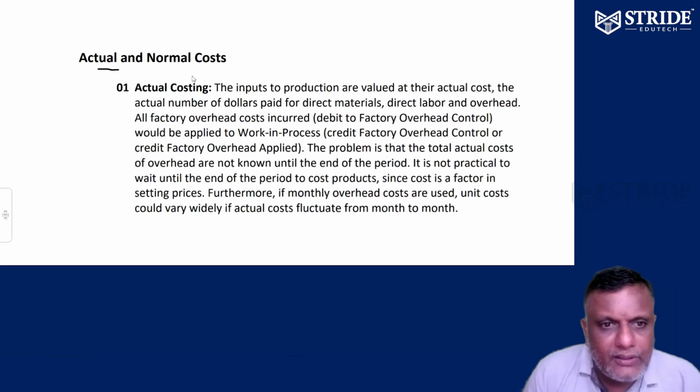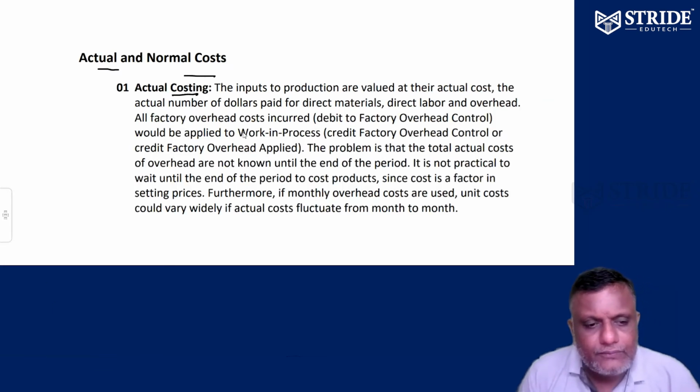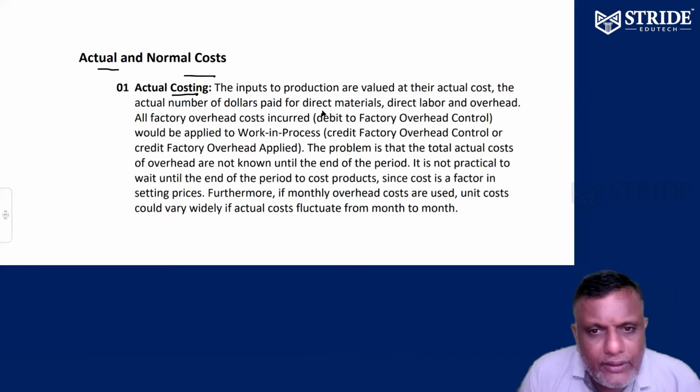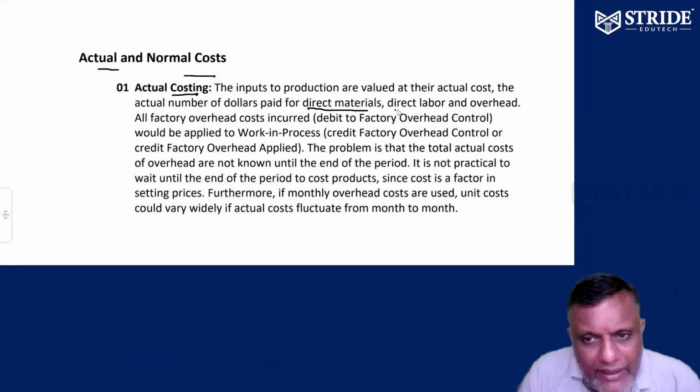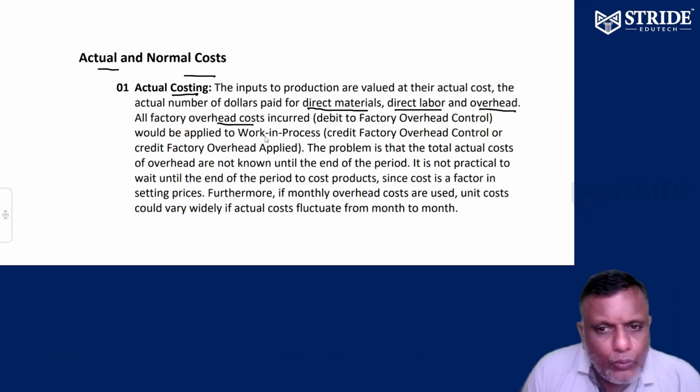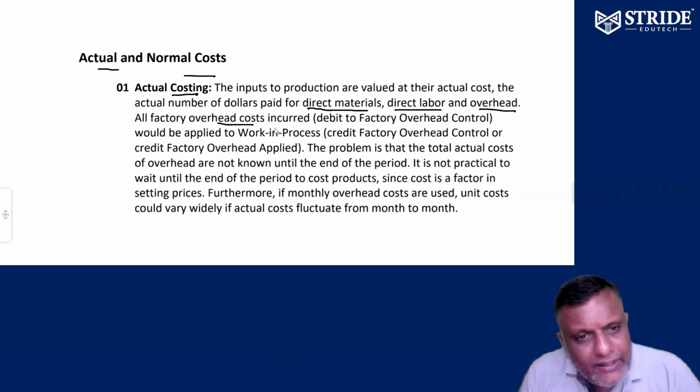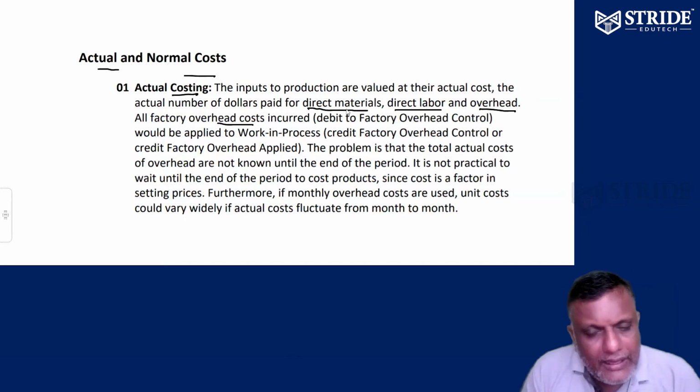What is actual cost and normal cost? What is actual cost? What is the actual direct material cost, the actual direct labor cost, and the actual factory overhead cost? What amount did we incur? That is called actual costing: actual material purchased, actual labor cost incurred, actual overheads incurred. That's called actual.